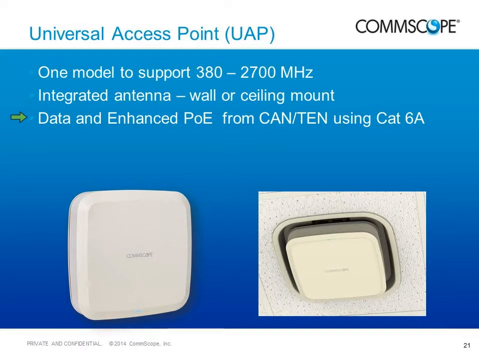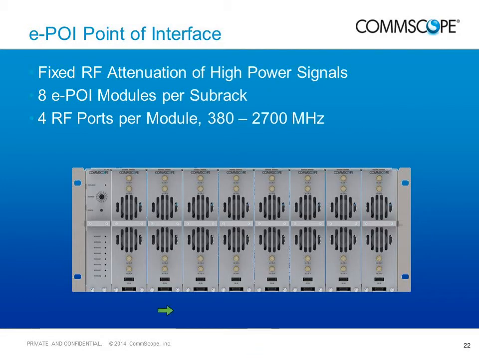ePOI is our enhanced point of interface. In the back, we have the DIN connectors. We attenuate the high power signals by 30 dB and then feed the RF donor cards. We can fit 8 modules in one sub-rack, and each one of them has 4 inputs. So we could do 2-band MIMO or 4 separate bands or any 4 inputs per ePOI. So the space savings with this compared to any traditional point of interface solutions are tremendous. And again, everything is broadband from 380 to 2700 megahertz.